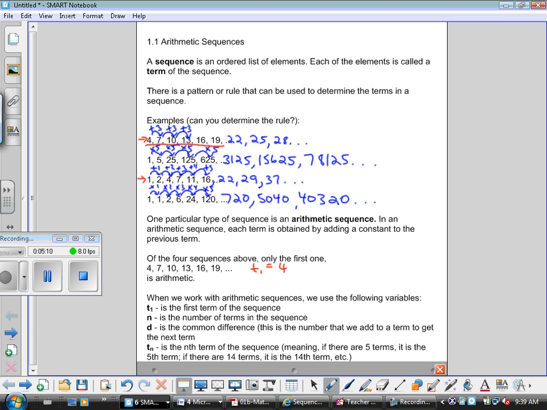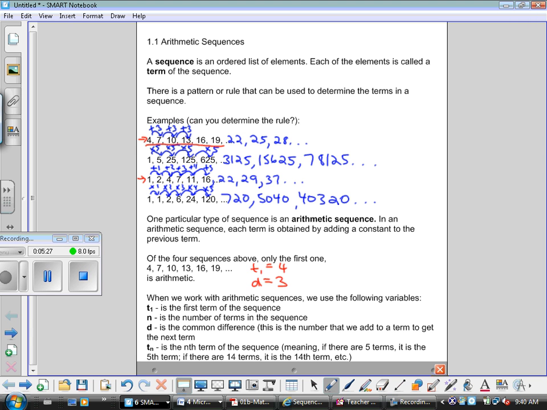D would be the common difference. So in this case, what number are we adding? And that number can be negative. So if you're subtracting, the common difference would be negative, but if you're adding, the common difference would be positive. So for this particular one, our common difference is 3. We're always adding 3.